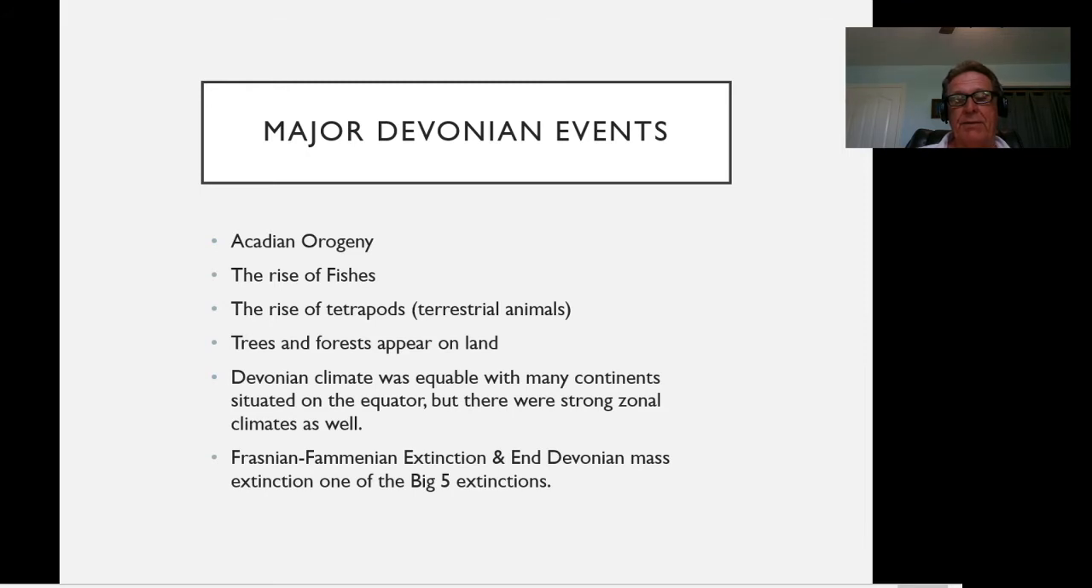Again, we talk about some of the big five: the Ordovician, the Devonian, the Permo-Carboniferous, the Cretaceous, and of course, today. We'll go a little bit later in the course, after we talk about all of these big five extinctions, and take a step back and ask what they have in common and what is different about each one of them. But nevertheless, this end-Devonian extinction is one of the big five extinctions of life on Earth.